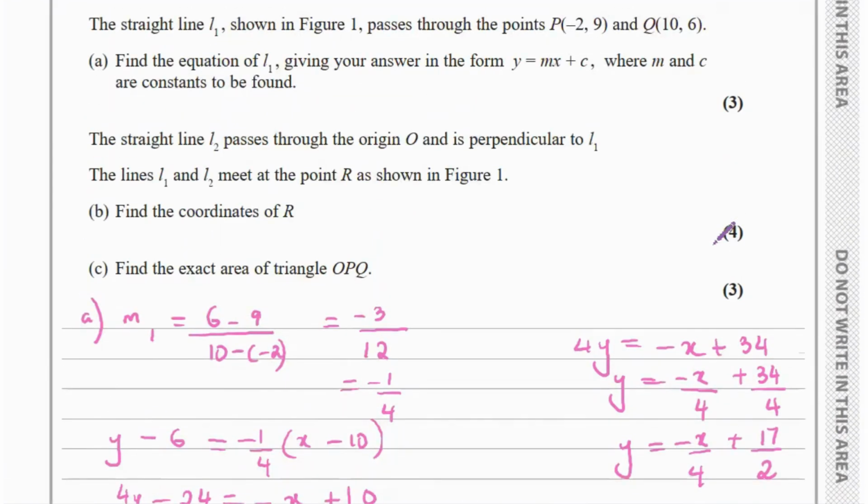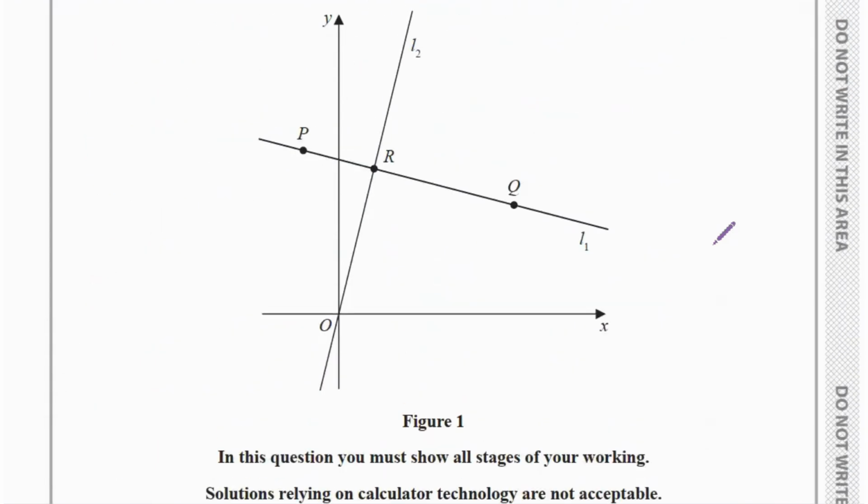Then it says the straight line L2 passes through the origin O and is perpendicular to L1. The lines L1 and L2 meet at the point R as shown in figure 1. Find the coordinates of R and then the exact area of triangle OPQ. So we have the equation of L1. We need to find the equation of L2, solve them simultaneously, and we'll have the coordinates of R.